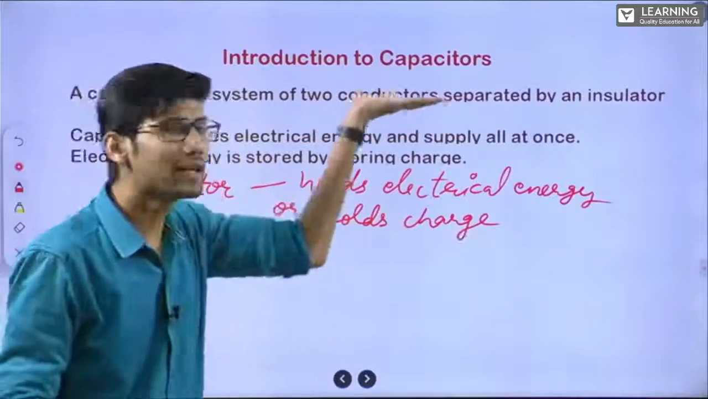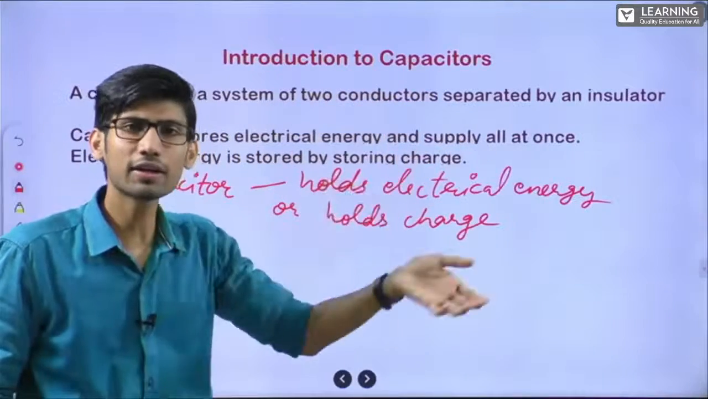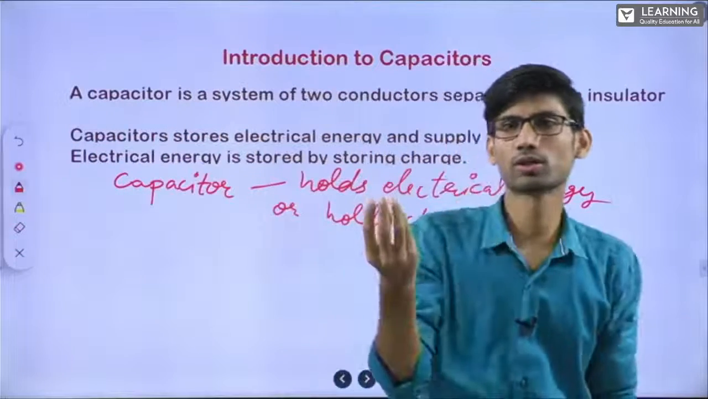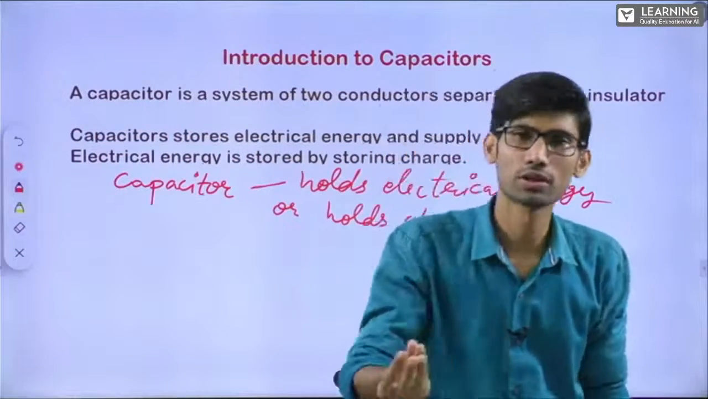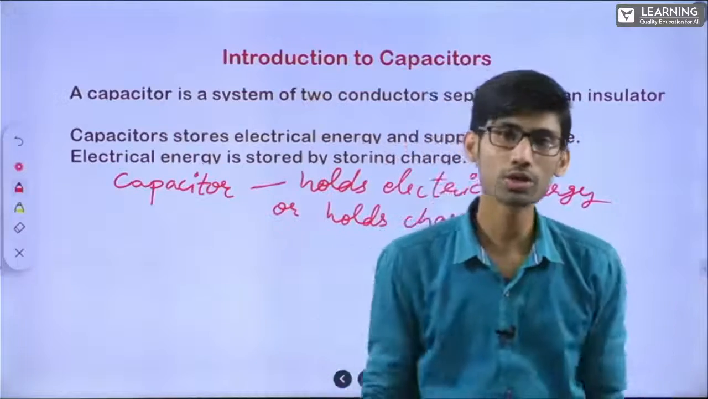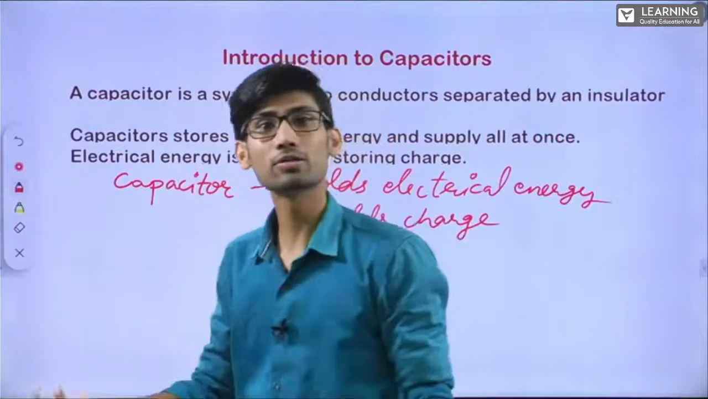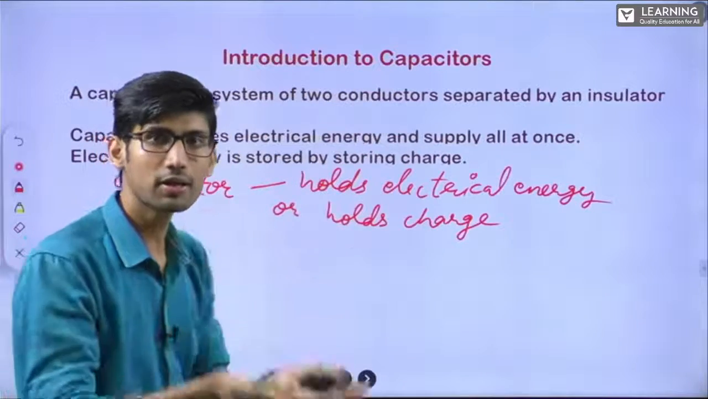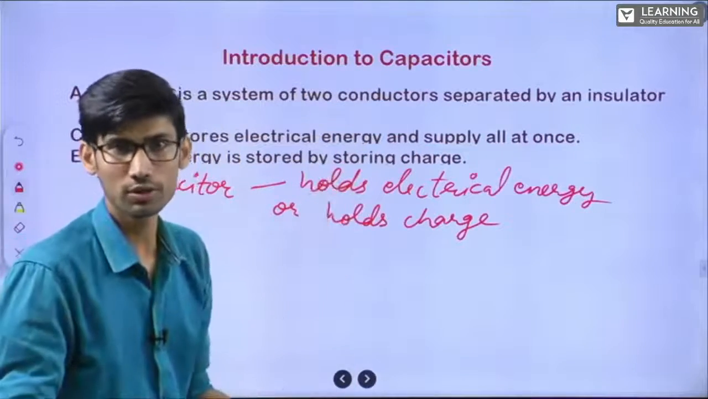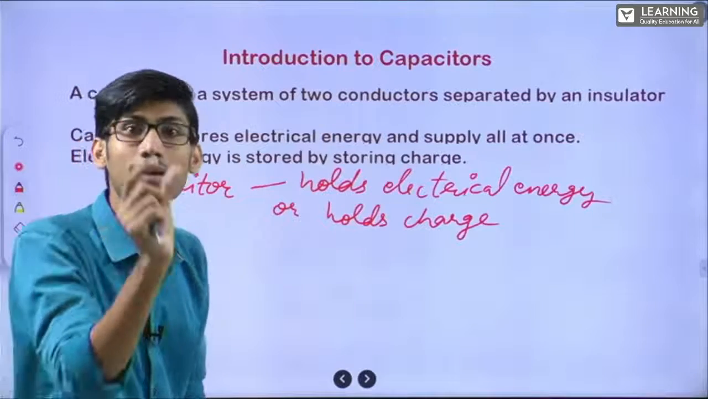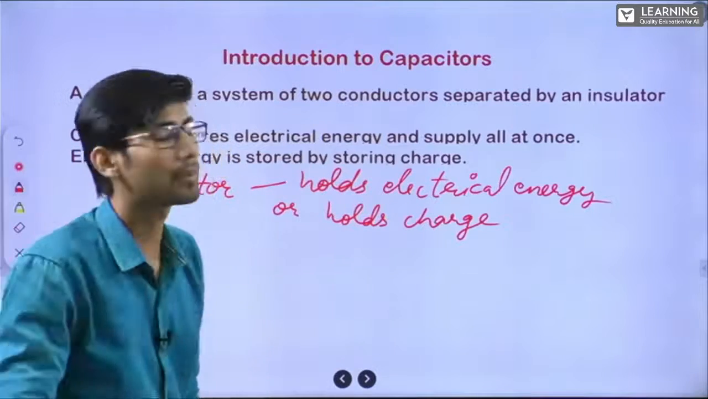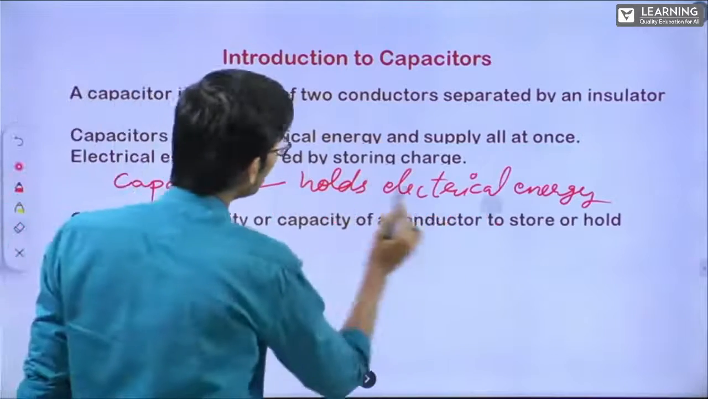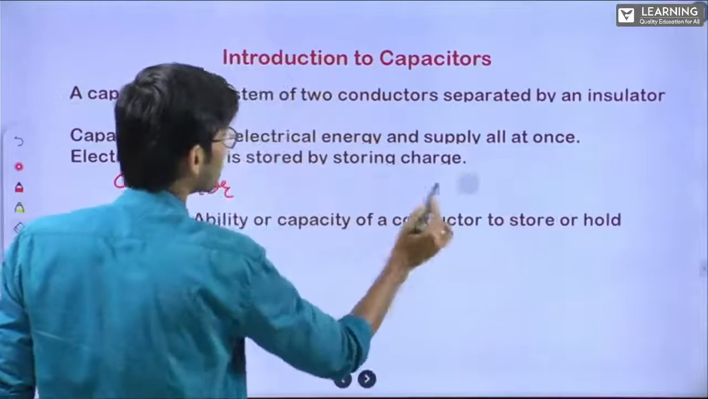Every conductor has a different capability of holding charge. Very simple: if the conductor is small, it will hold less charge. If a conductor is big, it will hold more charge. It depends on the area of the conductor, how big the conductor is. Less area means less charge, more area means more charge. Correct? So that ability to hold charge is known as capacitance. Capacitance is nothing but the ability to hold charge.